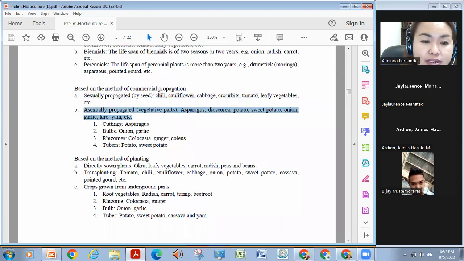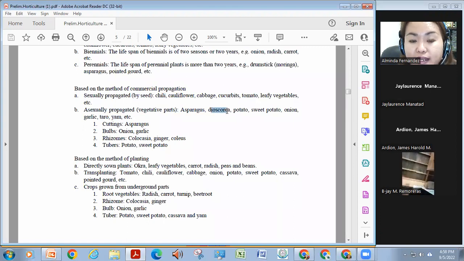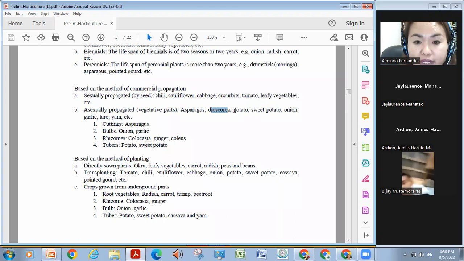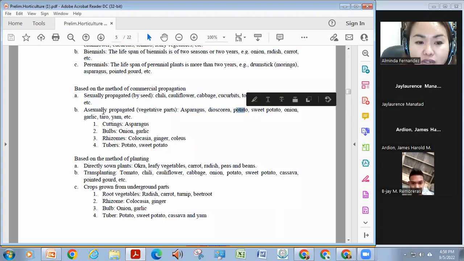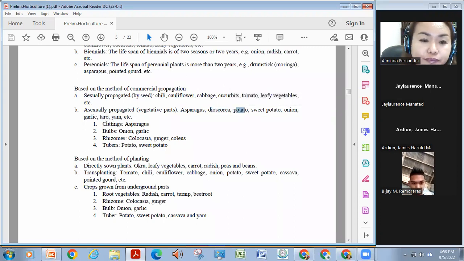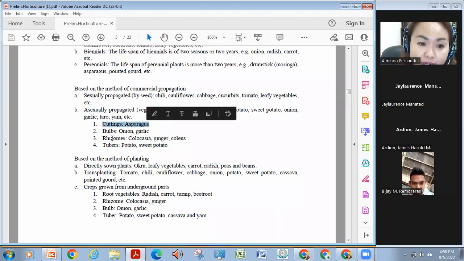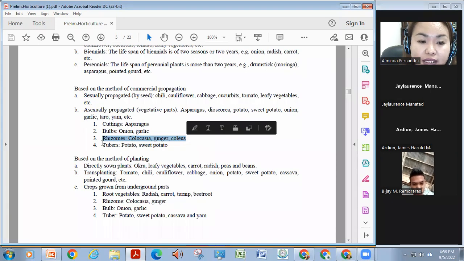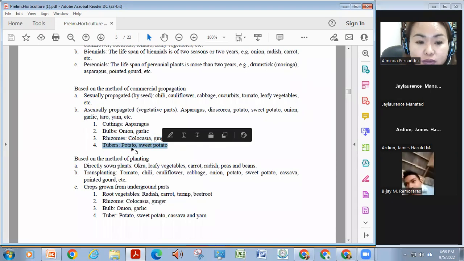And asexually sila kapag gumagamit tayo ng vegetative parts, like asparagus cuttings, Dioscorea, o yung kanyang root, no? Ng ube, potato, sweet potato, onion, garlic, taro, yam. Yun. So we use cuttings for asparagus. We use bulbs for onion and garlic. We use rhizome for colocasia or gabi, taro, ginger and coleus, and tubers for potato and sweet potato.